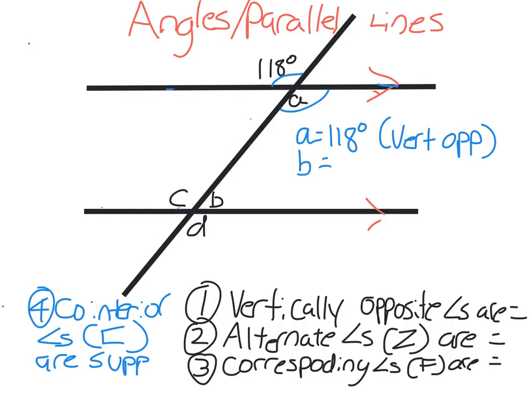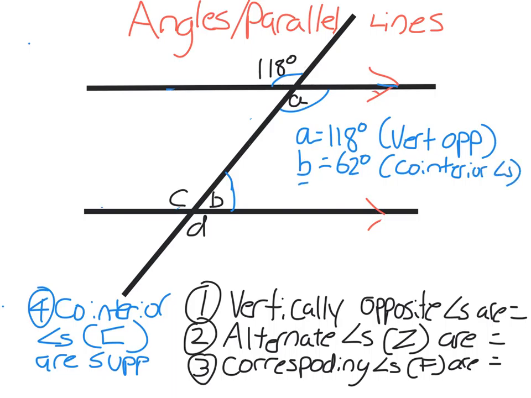So I know that A and B must add up to 180 because they are co-interior. They make the C shape like this, right? So B plus A equals 180 degrees. So B is just 180 minus 118, which is 62 degrees. Again, I'm going to give a reason, and the reason is co-interior angles.